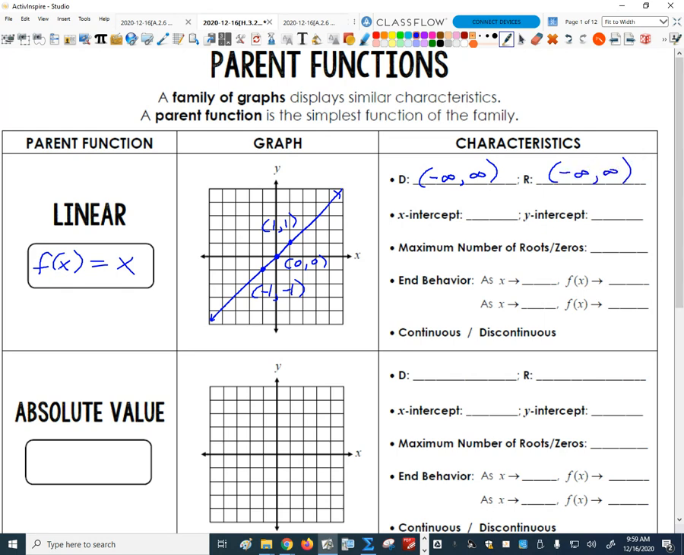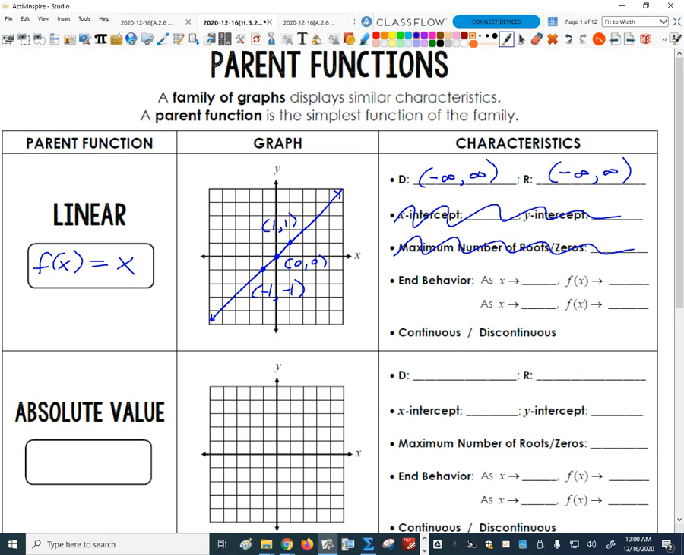Good. What's our x-intercept going to be, Alan? You know what? I don't even care about that. We won't even mess with that part, and we won't mess with this part for now. We'll come back to this stuff later in class. We'll just focus on domain, range, key points, end behavior, and whether it's continuous or discontinuous.